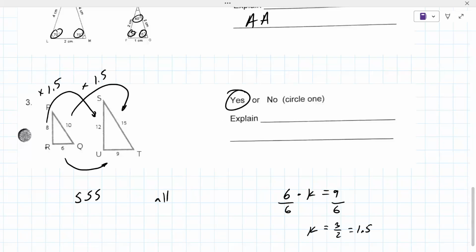So you might say all sides in proportion, but they might want to know the proportion, which is the 1.5 value.